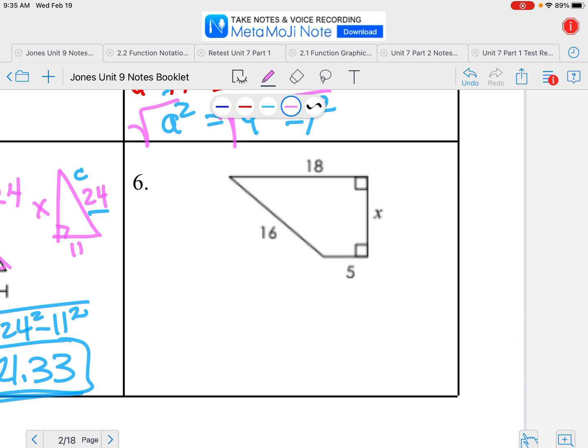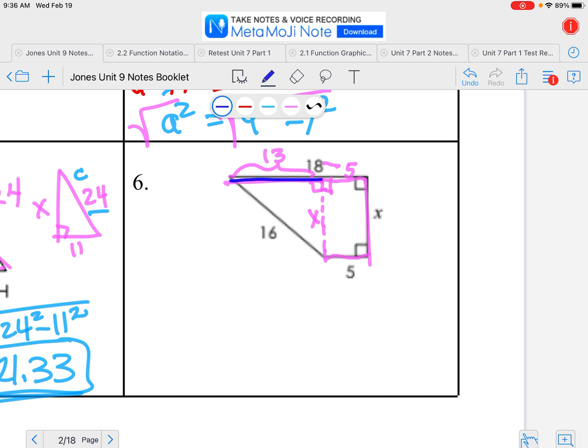Let's look at this one. Well, this is a trapezoid. Is there a way that I could make a right triangle? Well, I could do this, but I don't have enough information to solve for X. So let's try something else. Let's try dropping a parallel line. If it's parallel, it's at a right angle. I'm making a rectangle here. If it's a rectangle, then this side is 5, just like this one. This is X, just like this. So how long is this? 18 minus 5. This is 13.